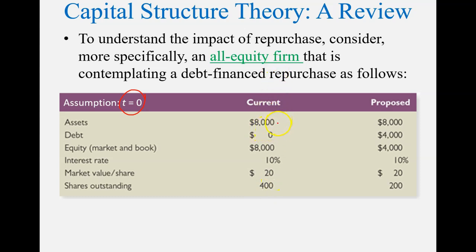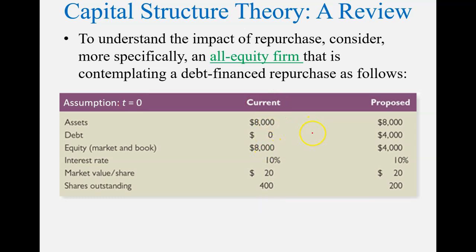Specifically, it has $8,000 worth of assets, and it has zero debt right now. So the value of its assets is exactly equal to the worth of its equity, which is 8,000. The interest rate is 10%, but that doesn't really matter because the firm has no debt right now. The market value per share right now is $20 per share. So each of its shares is trading at $20, and there are 400 shares outstanding. Notice that 20 times 400 is exactly $8,000, which is the worth of the assets and the worth of the equity right now.